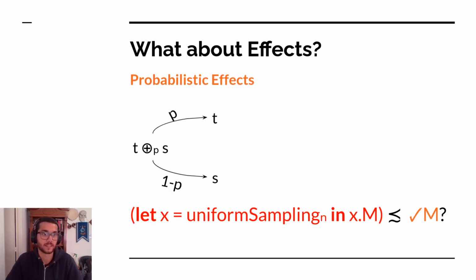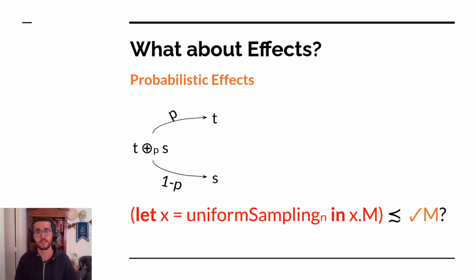So what about effects? Suppose we have a family of probabilistic operators ⊕_p that behave as their first argument with probability p and as their second argument with probability 1 minus p. So how do we compare two probabilistic programs? Can we use the same definition as before? Or do we have to change something in the evaluation, or change something in the observations that we were making, etc.? So we can see an example here.